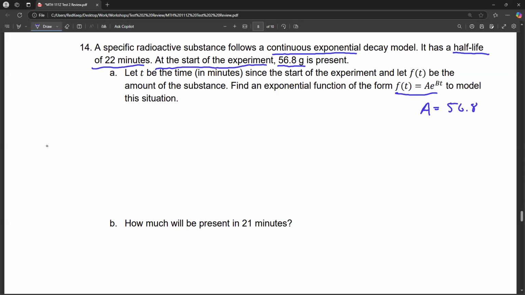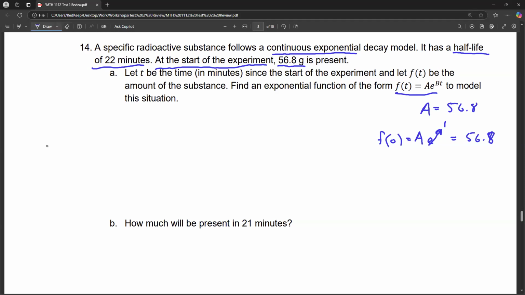Another way you could do this is, when the experiment started, t was equal to 0. So you could plug in 0 and say that's just equal to a, because e to the b times 0 is e to the 0, and that whole thing is just equal to 1. And when t is equal to 0, there's 56.8. So there are other ways of doing this. It's not just based off of memory. But we come to that same conclusion that a is equal to 56.8.